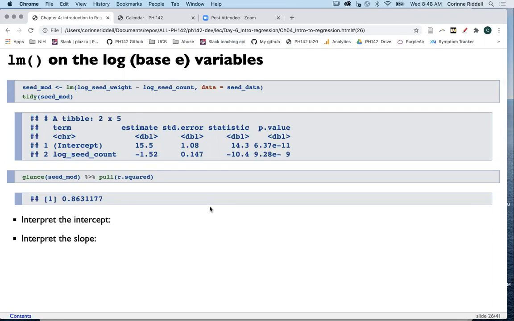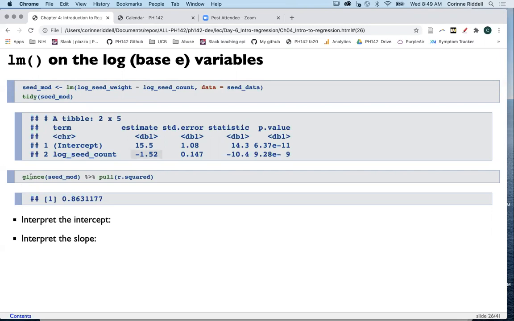So now we're running the linear model using the logged variables. So we pass in the log variable. This is our Y variable, and the one on the right-hand side of the tilde is our X variable, and we pass in our data set. We call that seed underscore mod for seed model, and then we tidy that seed model to get out our estimates of the intercept and the slope. So the estimate of this intercept is 15.5, and the estimate of the slope is negative 1.52.